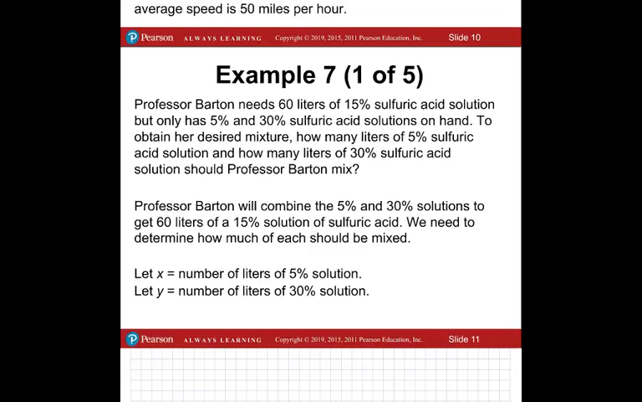All right. So it says Professor Barton needs 60 liters of 15% sulfuric acid solution, but only has 5% and 30% sulfuric acid solutions on hand. To obtain her desired mixture, how many liters of 5% sulfuric acid and how many liters of 30% sulfuric acid should she mix in order to achieve her desired result?